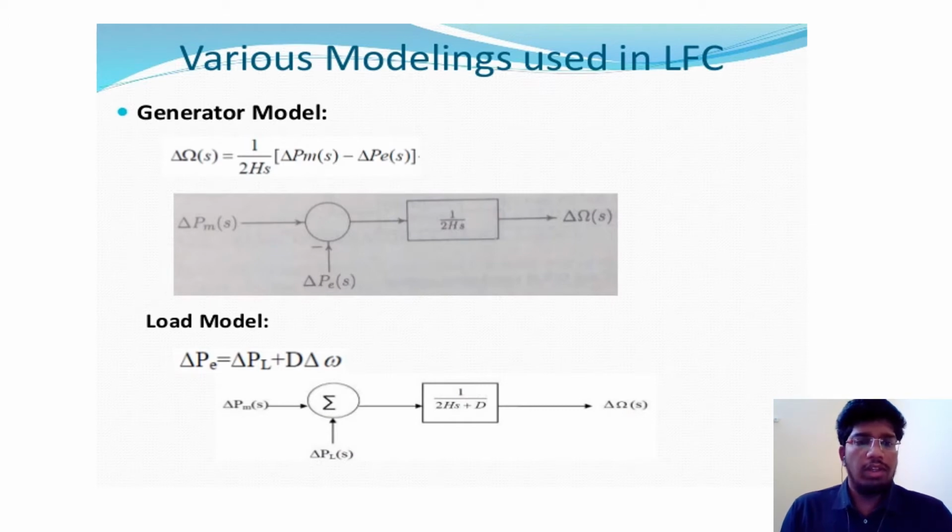Generator load model can be defined as including the circuit diagram containing delta omega of s equal to 1 by 2H of s into delta Pm of s minus delta Pe of s. The load model includes delta Pe equal to delta PL plus delta D omega.